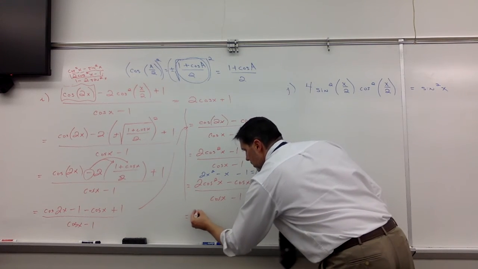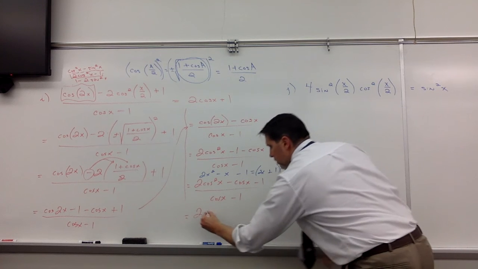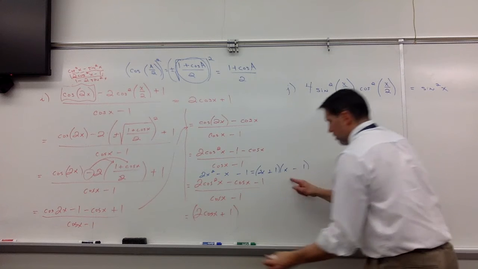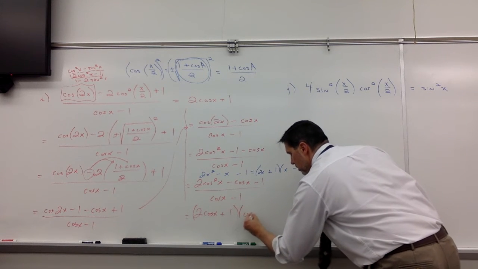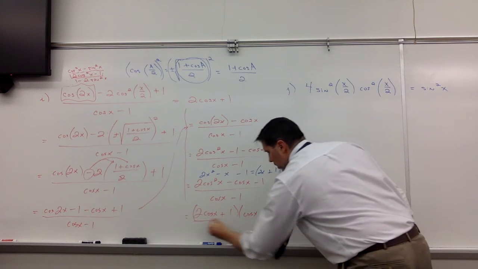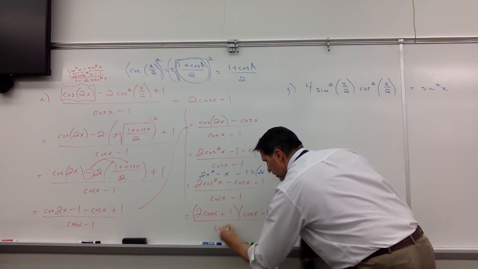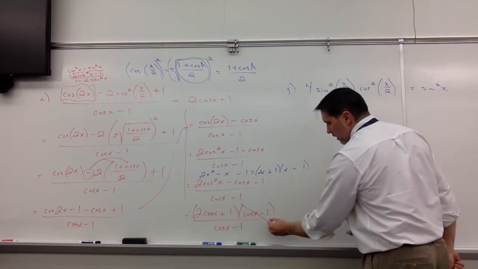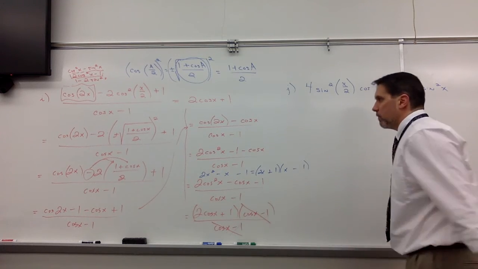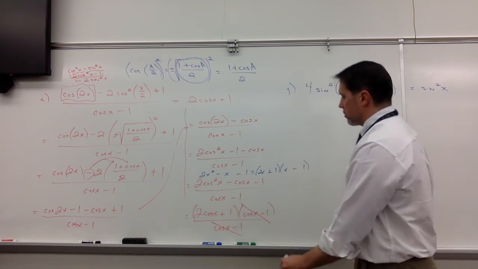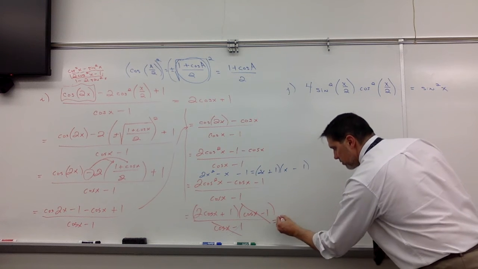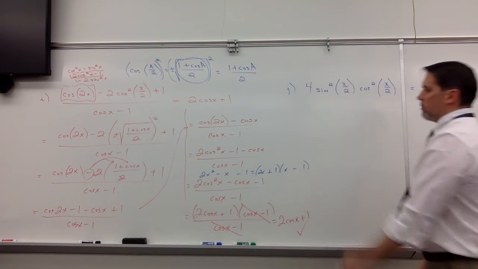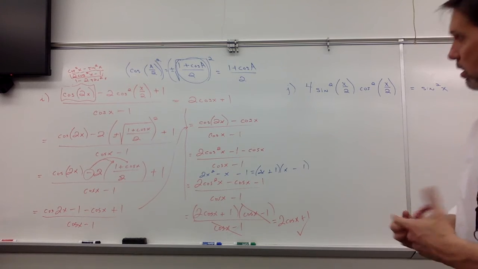So we get 2 cosine x plus 1, sorry, minus 1, and over here, cosine of x minus 1. And this is all over cosine x minus 1. And now you are free to cancel common factors, leaving you with 2 cosine of x plus 1. I mean, I wrote this much, might as well finish it. Plus 1 with the check mark. That is the right side.